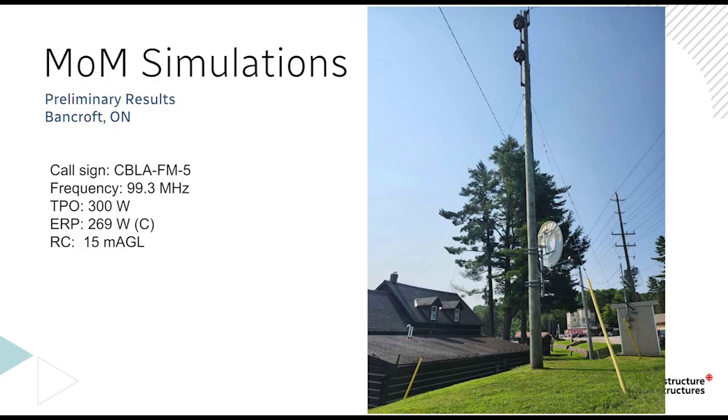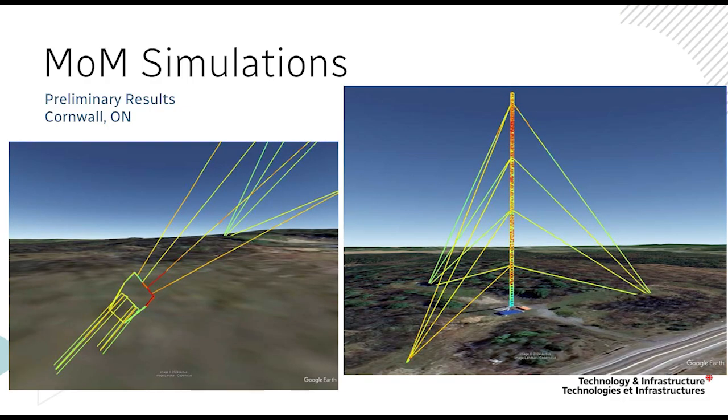Another simulation result will be for Cornwall. We have a complete tower with guy anchors and tower bracing simulated, and you see that the color scale represents the intensity of the current you would expect on the tower and on the guys.